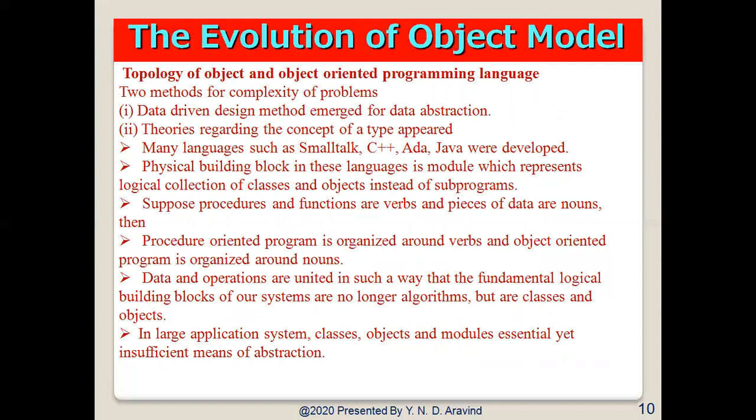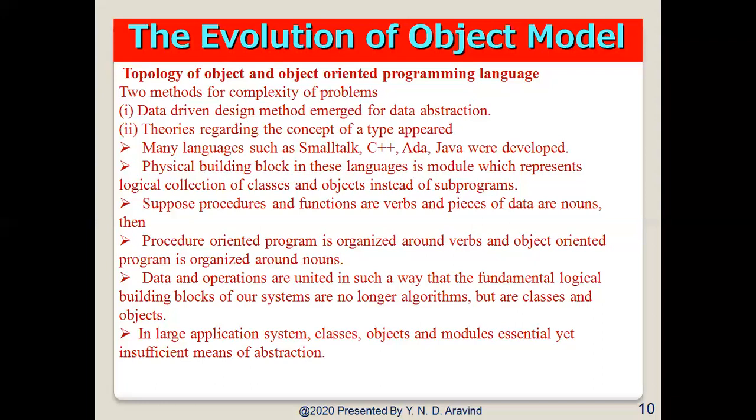One is that data-driven design methods emerged from data abstraction, and theories regarding the concept of the type appeared. So many languages such as Smalltalk, C++, Ada and Java were developed. The physical building block in these languages is the module, which represents a logical collection of classes and objects instead of subprograms.